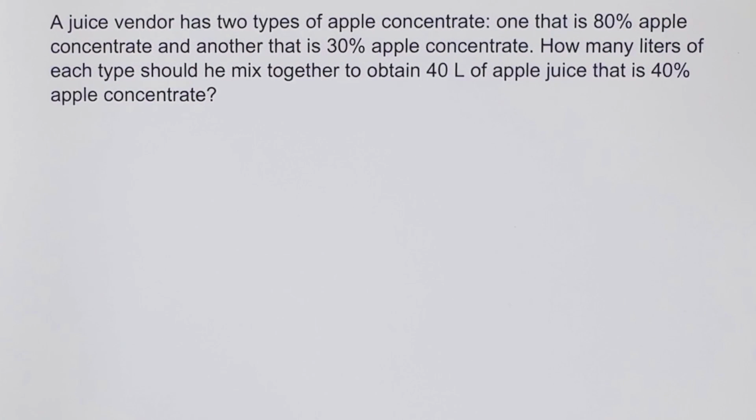Everyone, this video will show how to solve a classic mixture problem. Let's go over this example. A juice vendor has two types of apple concentrate, one that is 80% apple concentrate and the other is 30% apple concentrate. How many liters of each type should he mix together to obtain 40 liters of apple juice that is 40% apple concentrate? To better see this problem, we're going to draw a picture.